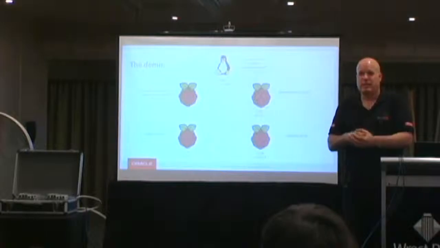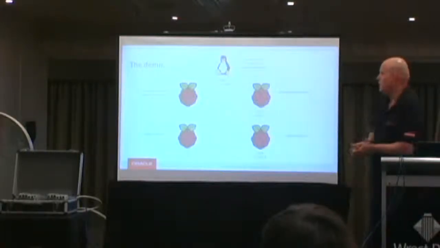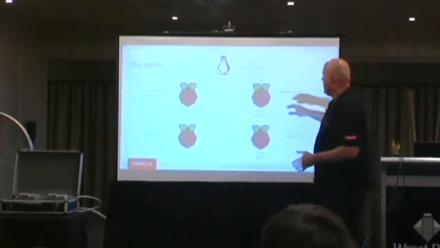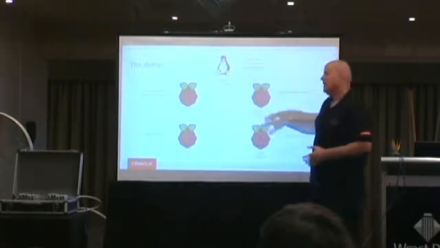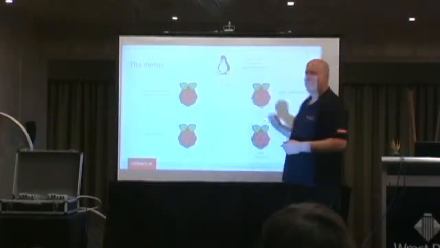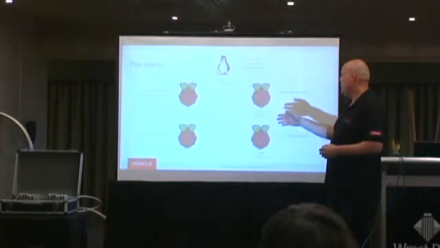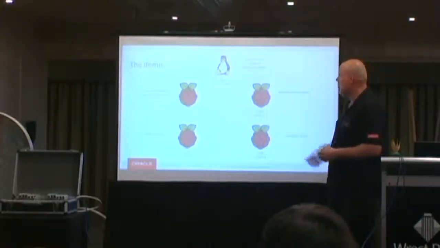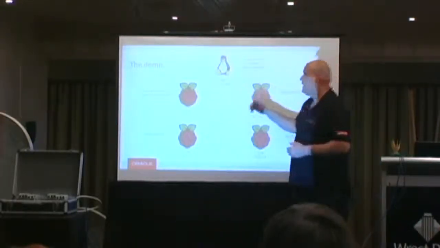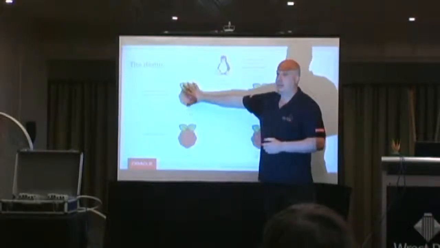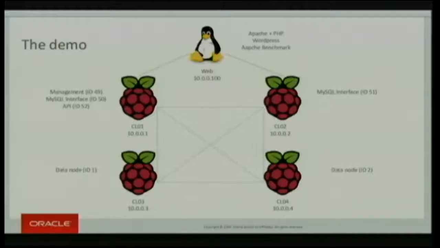We have some writes as well as reads. Otherwise, WordPress is quite boring because it just reads. Then we have the four Raspberry Pis named, as you would think, CLA0, 01, 02, 03, 04, with the corresponding IPs. This one is going to be our management. So this is why I said that there is a management node that's supposed to be different, but it doesn't make sense because it's a very small process. So that's going to be management. It's going to be our MySQL interface for WordPress. And it's going to be an API.